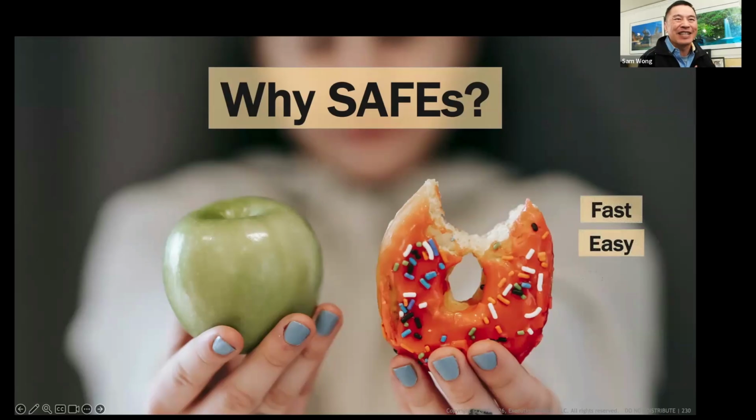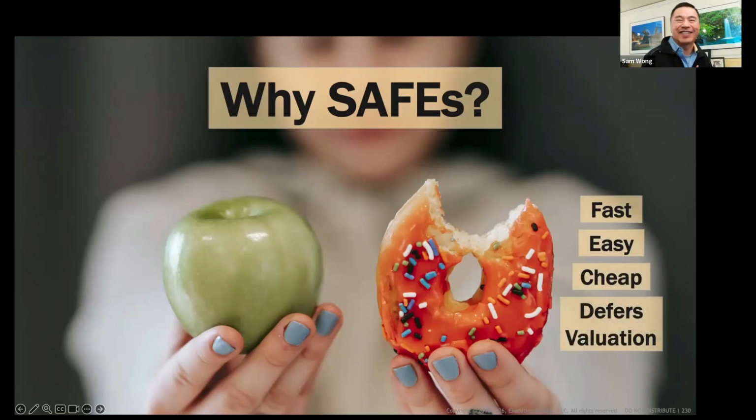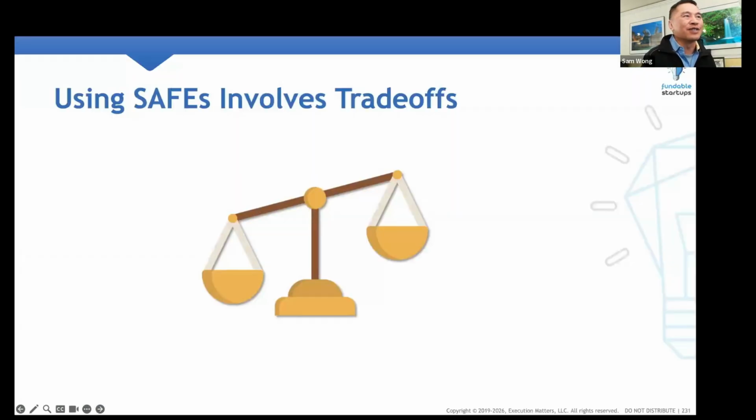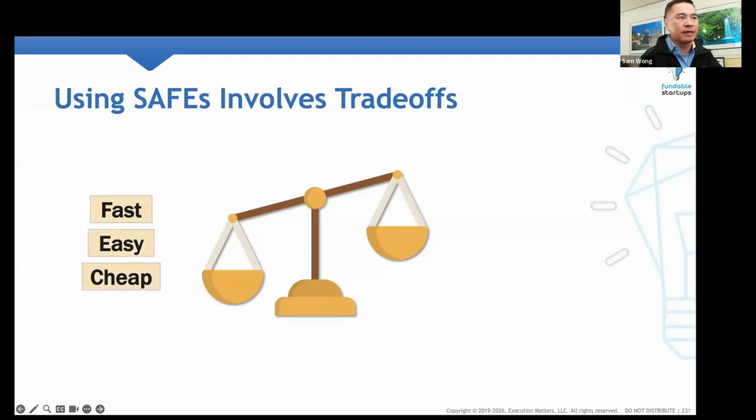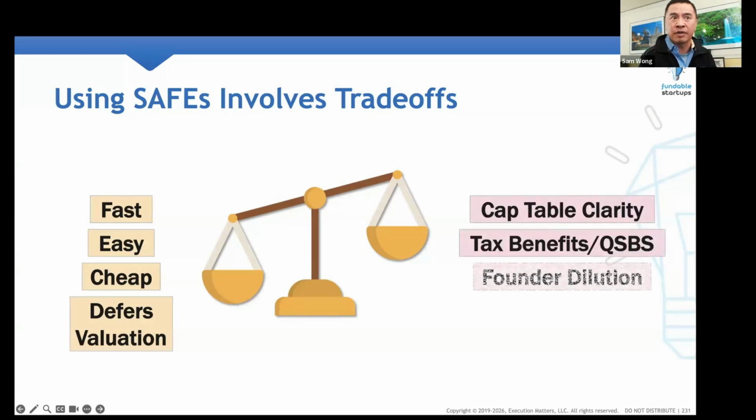Okay, they're fast, they're easy, they're cheap, they defer the valuation, they taste good, etc. But that also involves a number of trade-offs. Fast, easy, cheap, and the deferred valuation tip the scale in one direction. But there's a cost on the other side: cap table clarity problems, taxation risks with QSBS, which is a huge deal if you're an investor and if you're a founder too, actually. There's extra founder dilution, and then there's the challenge of the zombie safes.